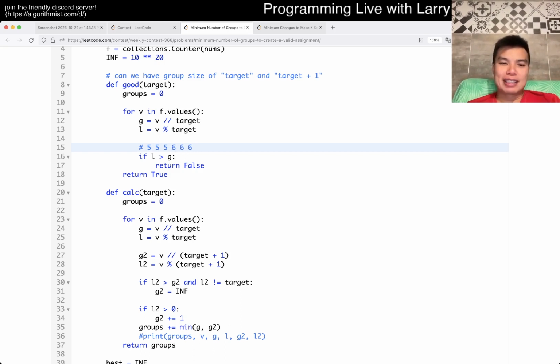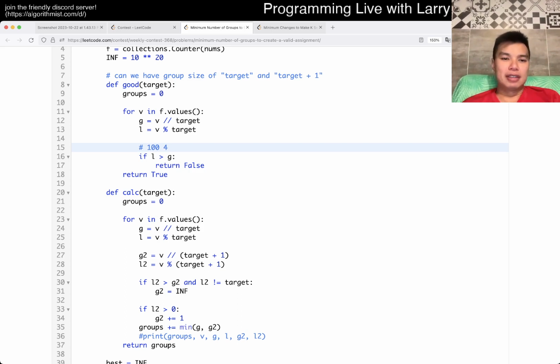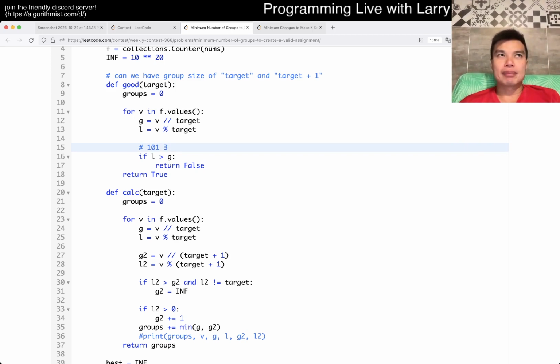And the only way that this is not possible is if target is too big. Let's say you have 100 and then you have 4 left over. In this case, you can only distribute this to 101, so 100 will not work for that reason, right? Because you distribute it and you have 3 left, and that's all you can do.